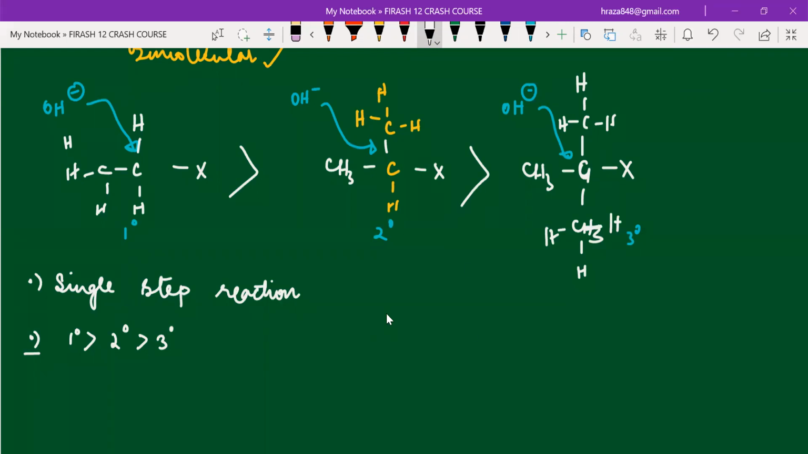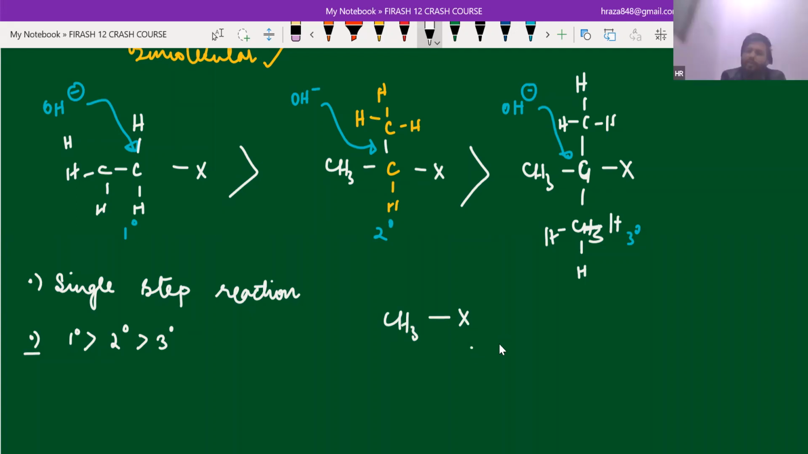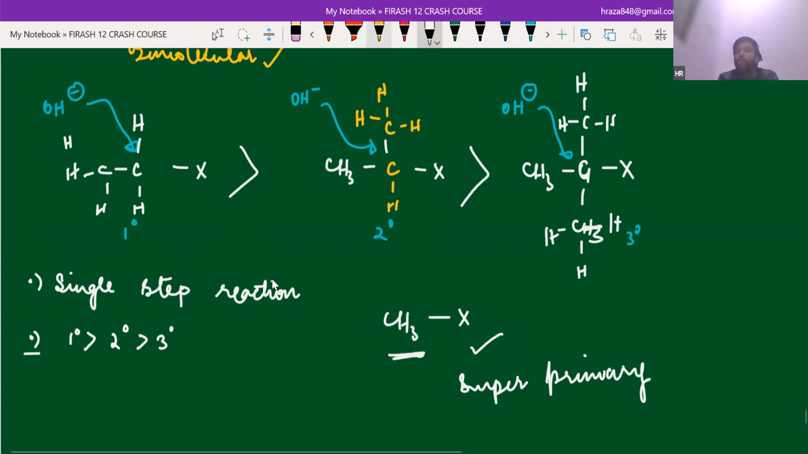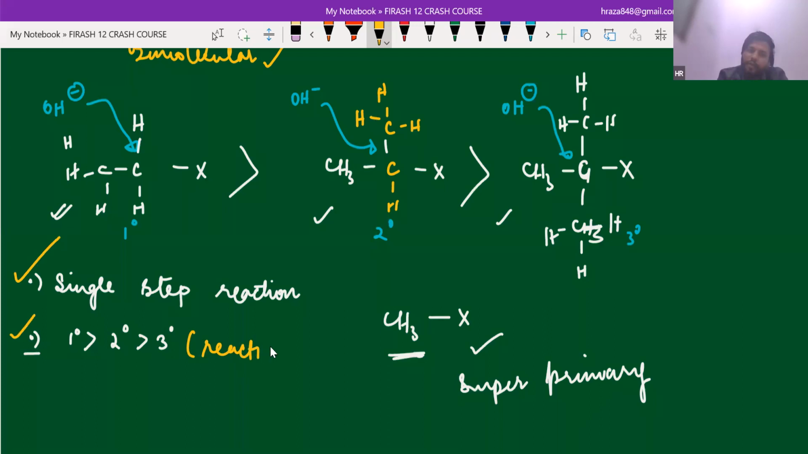Yes, sir. And if you write this CH3X, that means this is super primary. This will be the most reactive among these four because it has only hydrogen surrounded around carbon. But here it is CH3 and 2H. Here it is 2 CH3, 1H. Here 3 CH3. Can you change the slide? So there is a point that I have written: single step reaction, 1 degree, 2 degree, 3 degree. This is the reactivity towards SN2. Is that clear?